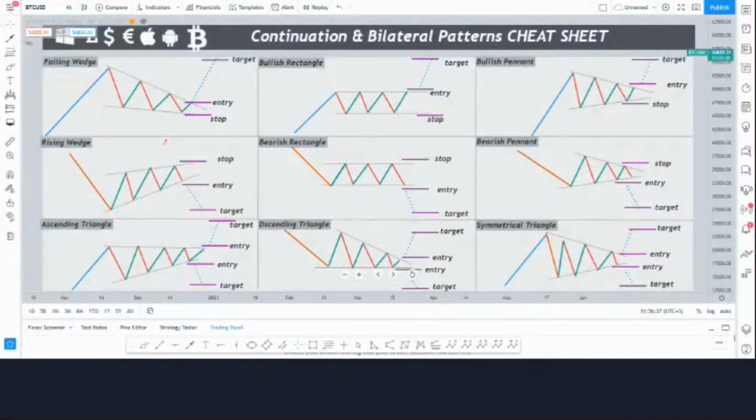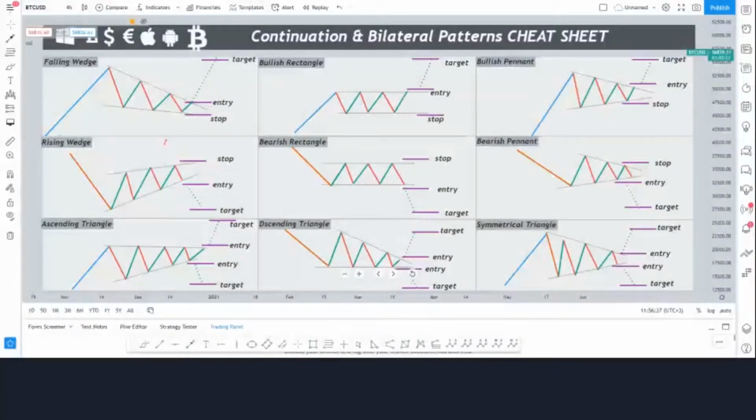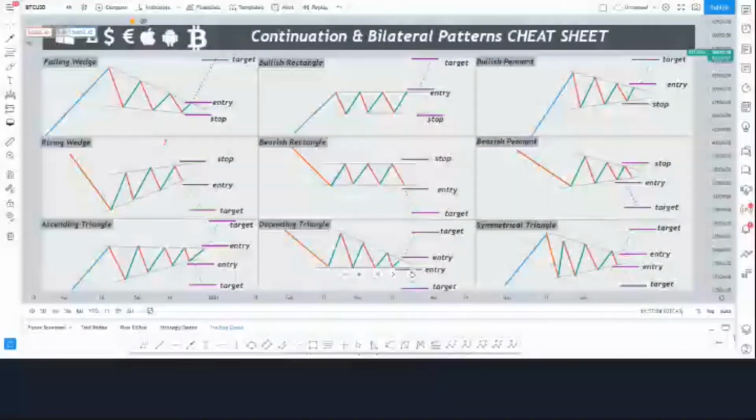Any way to convert 10K to 100K? Many people.